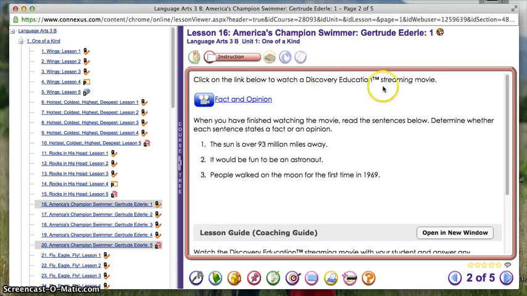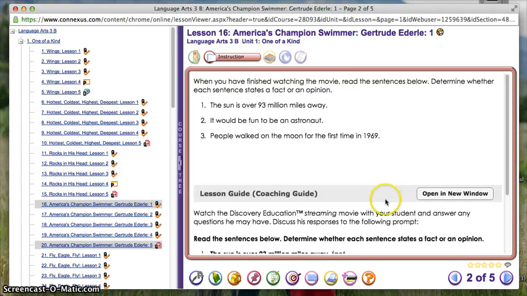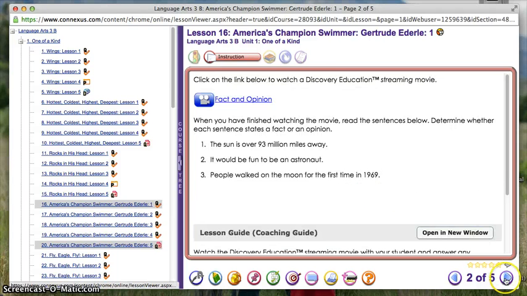In this case, they're going to be watching a Discovery Education streaming movie about fact and opinion. There are videos that come from a variety of sources. Discovery Education is one, Brain Pop is another, and other sources as well. And again, there are directions for the learning coach on the bottom.